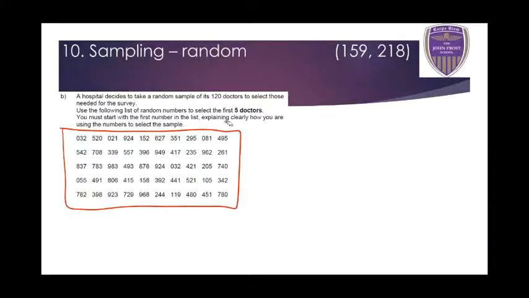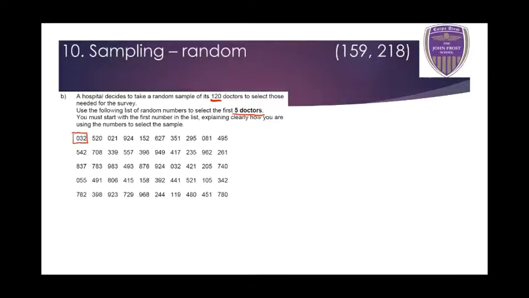Okay, so first of all, let's think about how we're going to use this before we write down a method. We need a random sample of 5 doctors, and there are 120 in total. So 120 is a 3-digit number. These random numbers here are also 3-digit numbers. 032, we could pretend that is 32. 520, we could pretend that is 520, and so on and so forth.